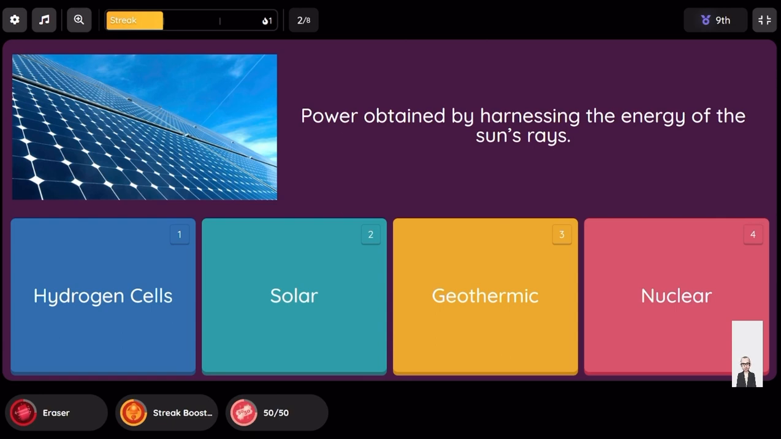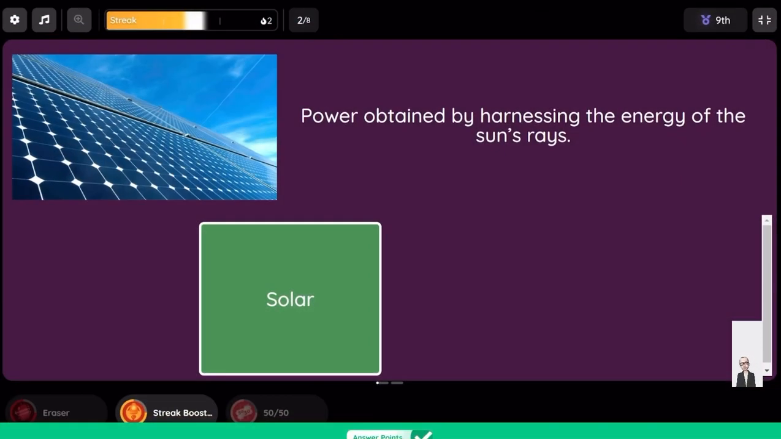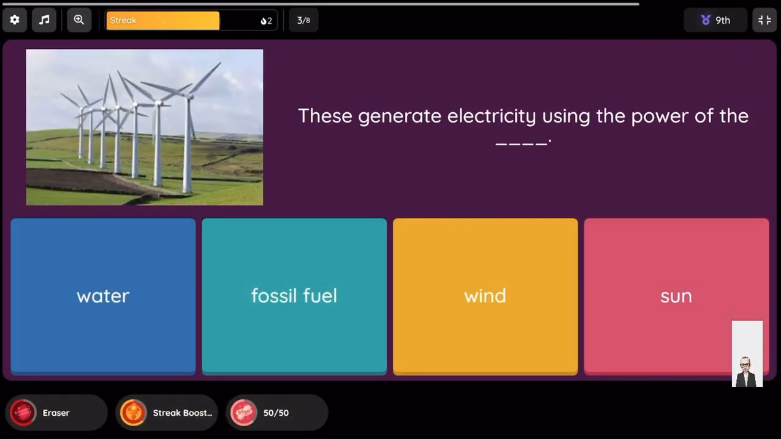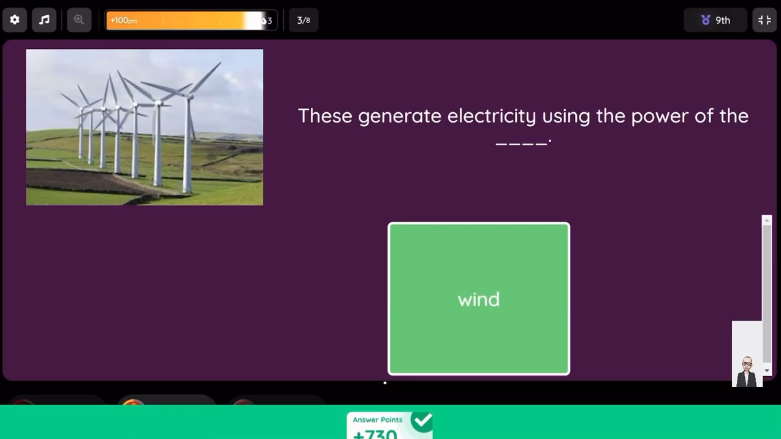What kind of energy is that? Hydrogen cells, solar, or geothermic? Nuclear is also an option. Correct answer is solar. Of course, the picture will definitely help you. Of course, you can see the solar panels right here. Next, these generate electricity using power of the water, fossil fuel, wind, or sun. These kind of turbines are called wind turbines, and of course, they will use the power of the wind.